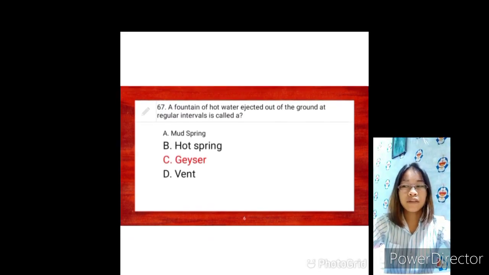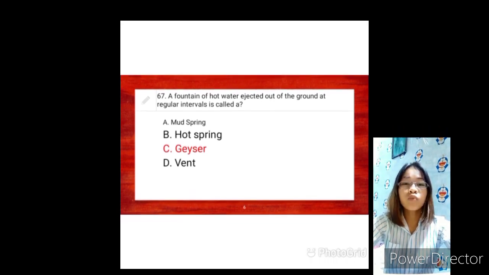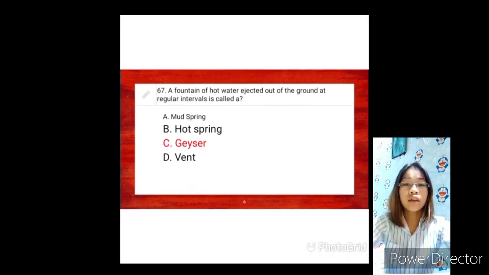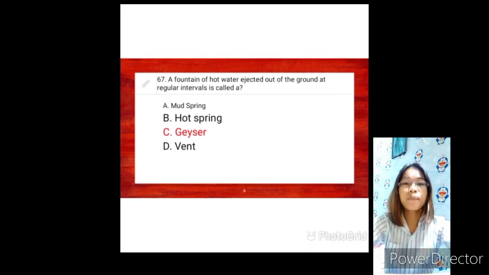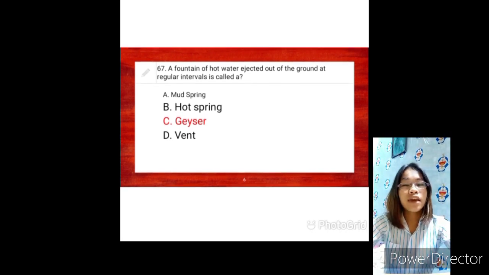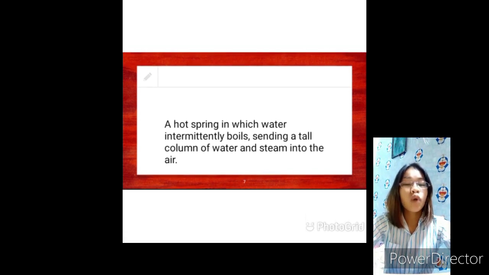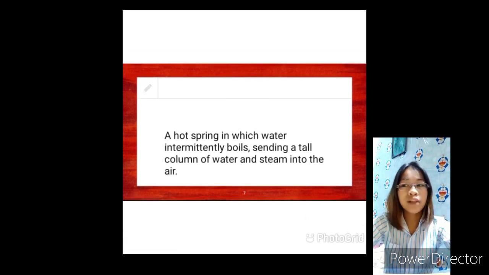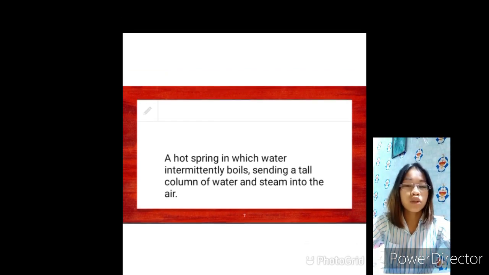Item number 67. A fountain of hot water ejected out of the ground at regular intervals is called A. Mud spring, B. Hot spring, C. Geyser, D. Vent. The answer is letter C. Geyser is a hot spring in which water intermittently boils, sending a tall column of water and steam into the air.